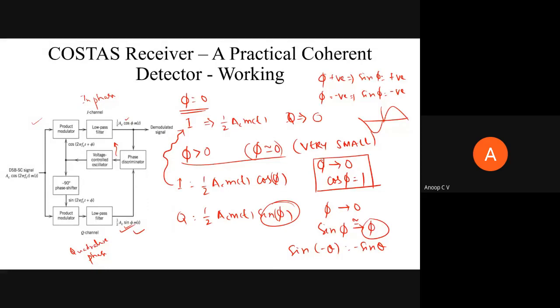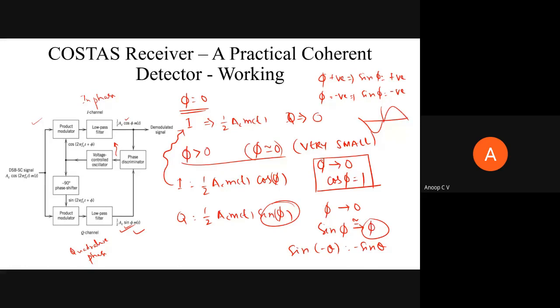If you have to implement a product modulator, you should have some nonlinear device, then a low pass filter. Again, for that you need some circuitry. And the VCO, for that also you need other circuitry. So it's just a block diagram.